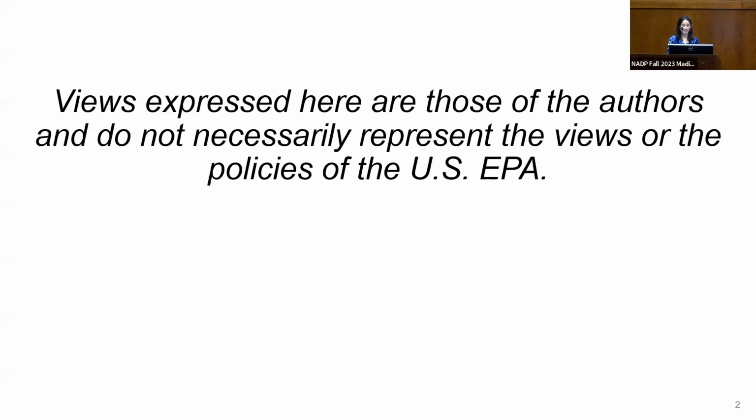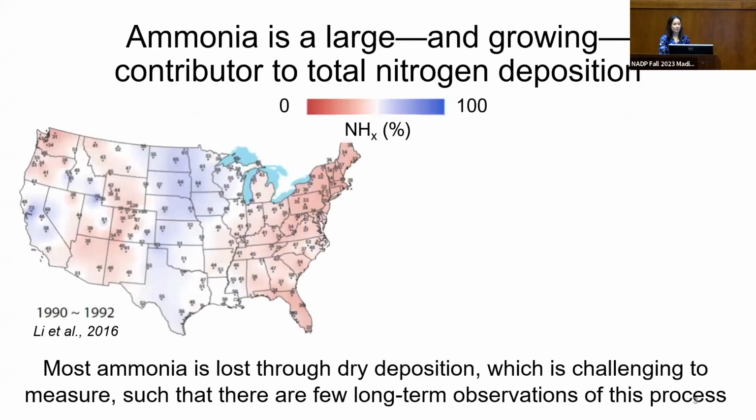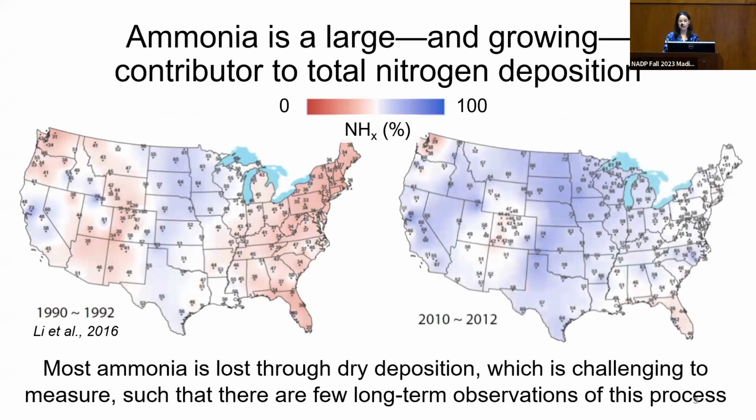Motivating this work, I think folks here will be well familiar, but ammonia is a large and growing contributor to total nitrogen deposition. Here on the left, we can see a plot showing the ammonium contribution to total nitrogen. In the early 90s, it was a minority contributor in much of the country, but in more recent years, 2010 to 2012, it has grown to be most of the total nitrogen deposited in most of the country.